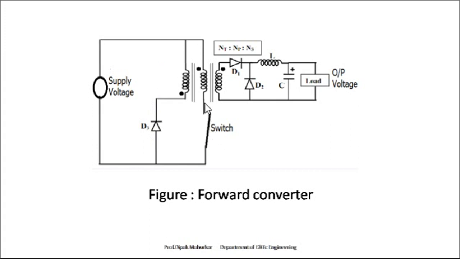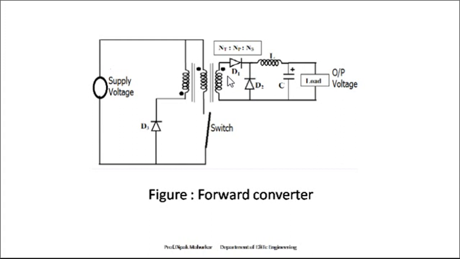The switch is open, so no current will flow from this side, and here again no current will flow. But whatever energy is stored, because previously the inductor was magnetized, due to that the current will flow in this direction through the capacitor, load, and D2 will conduct, and like this the current will flow.